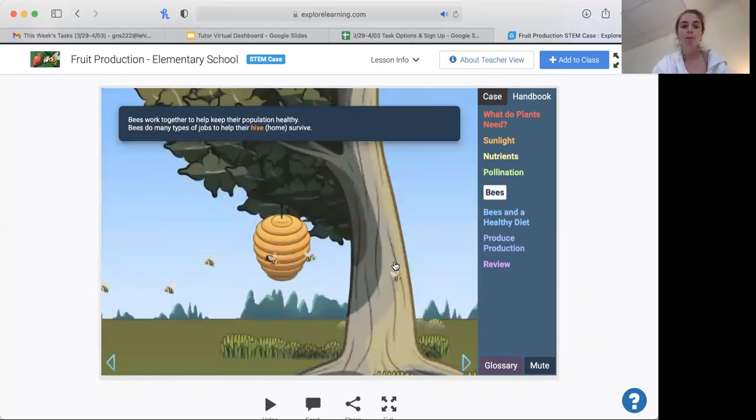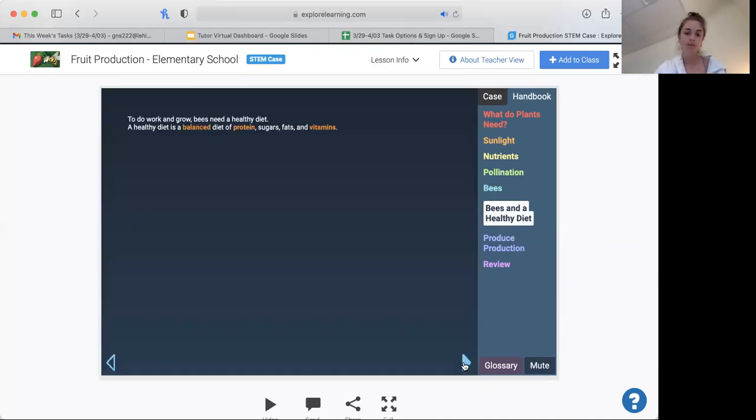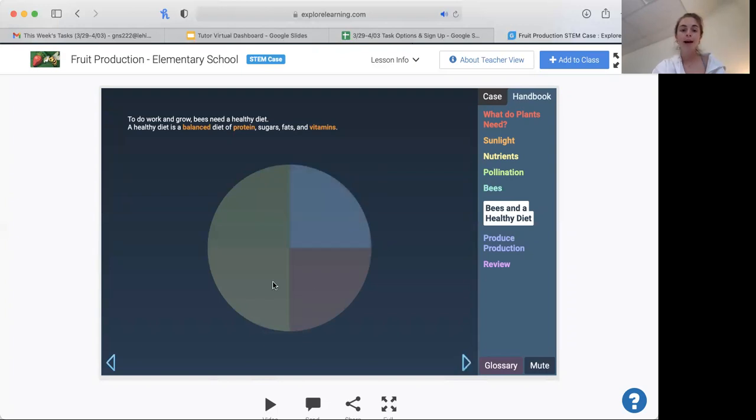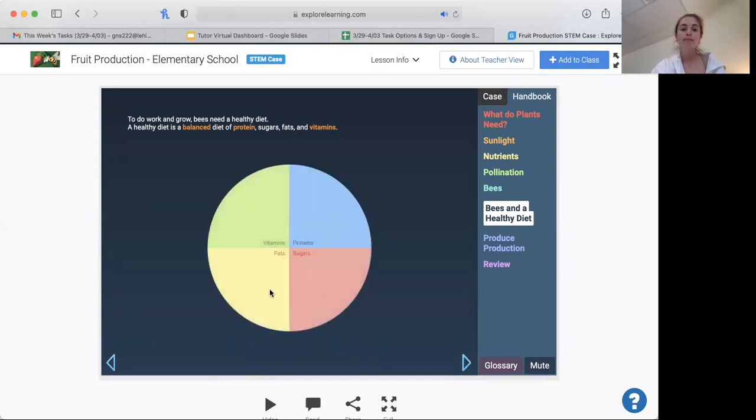Bees work together to help keep their population healthy. Bees do many types of jobs to help their hive, which is their home, survive. To do work and grow, bees need a healthy diet. A healthy diet is a balanced diet of protein, sugar, fats, and vitamins, just like a human would need.